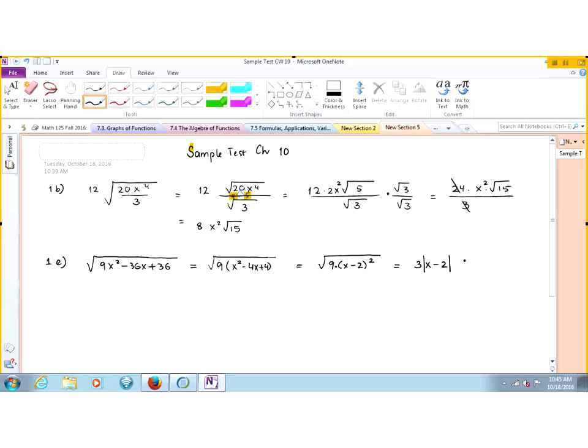Here I use absolute value because I do not assume anything, right? But on my exam tomorrow, there's no absolute value. So no absolute value on the exam tomorrow. Okay. Next.